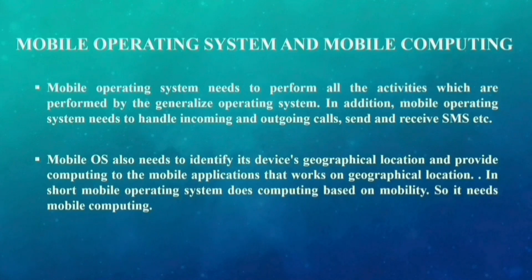Then the relation between mobile operating system and mobile computing. A mobile operating system needs to perform all the activities which are performed by the generalized operating system, which we have already discussed. In addition, a mobile operating system needs to handle incoming and outgoing calls, send and receive SMS, etc. It also needs to identify its device's geographical location and provide computing to the mobile applications that work on geographical location. So from here we can understand that a mobile operating system does computing based on mobility. So it needs mobile computing.